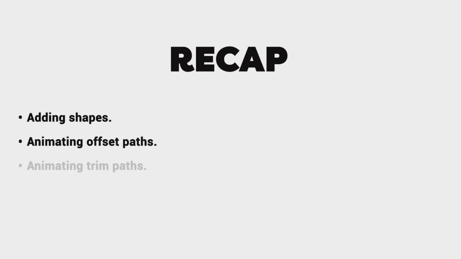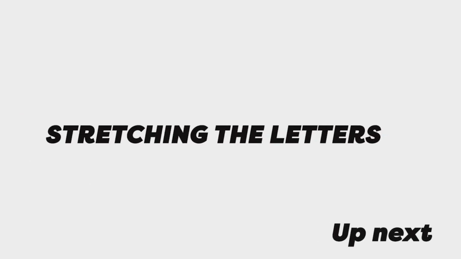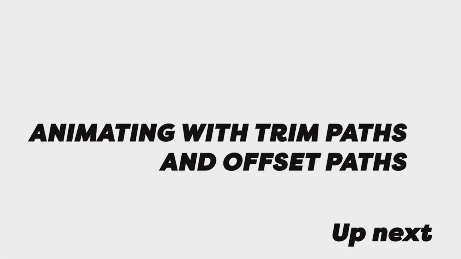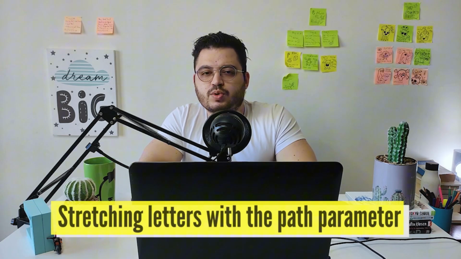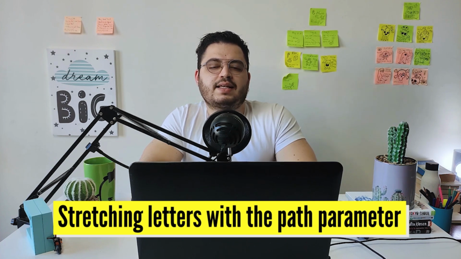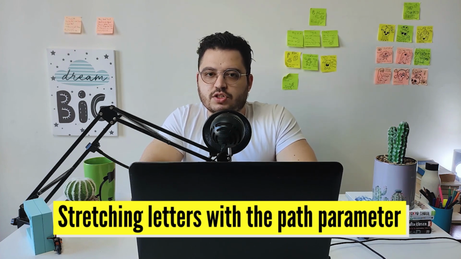So, recap highlights. In this lecture, we added shapes and then we animated strokes using the offset path and the trim path. And finally, we offset the keyframes to create our animation. Up next, we will explore the stretch animation principle using the path parameters. Now that we're done with animating the position, we're gonna go ahead and explore the stretch animation principle, and we're gonna do that by using the path parameters. It's gonna be tricky, but you can do it.